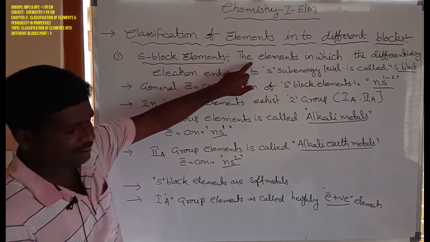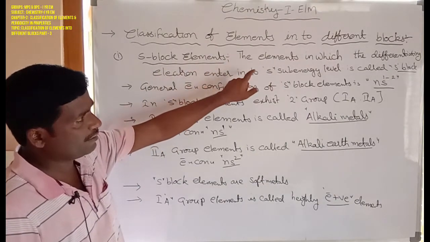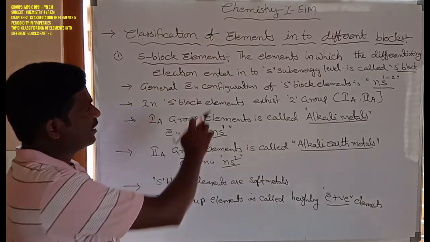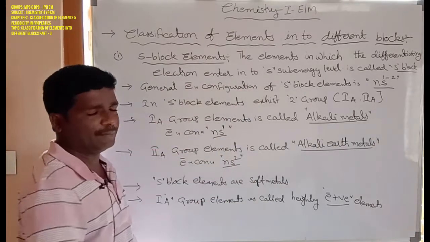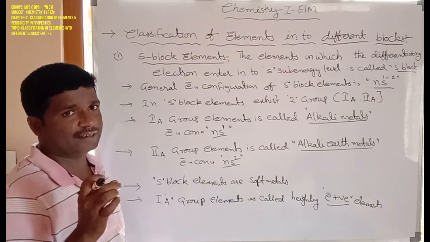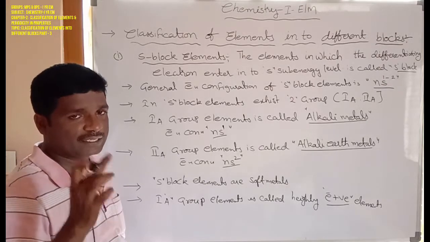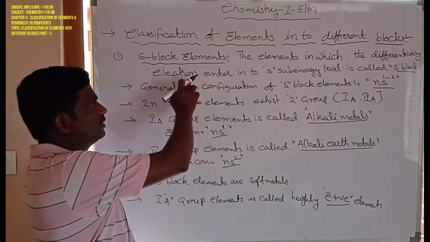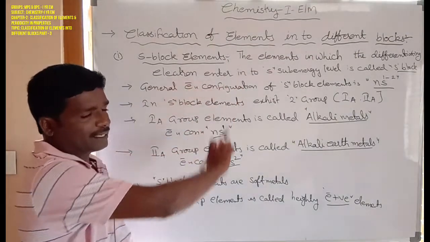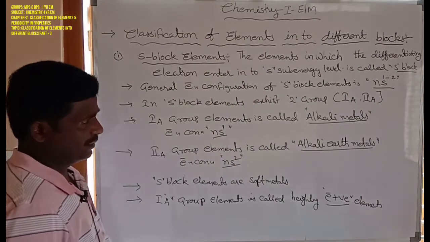The first one is S block elements. What is the meaning of S block element? The elements in which the differentiating electron enters into the S sub-energy level or S orbital are called S block elements.